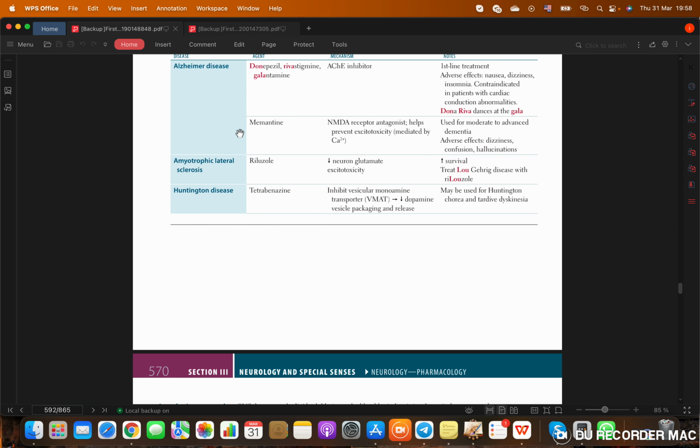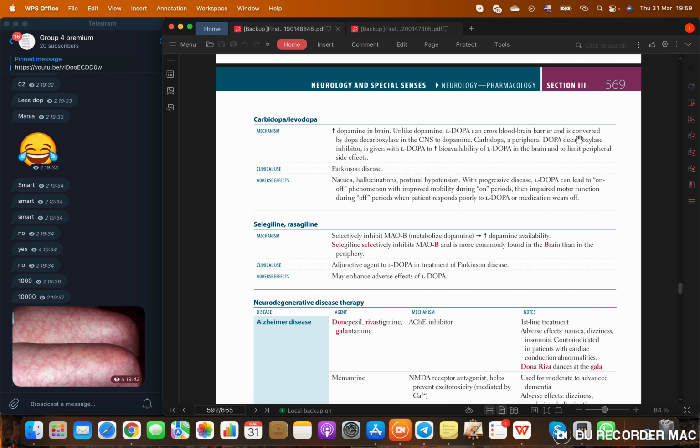The next thing. So now we are going to continue about carbidopa-levodopa. The main function is to increase the dopamine inside of the brain. Unlike dopamine, the L-DOPA can cross the blood-brain barrier. The dopamine itself cannot do that. And after that, when it passes to the CNS, it will be converted from L-DOPA into dopamine. Carbidopa, a peripheral DOPA decarboxylase inhibitor, is given with L-DOPA to increase the bioavailability of L-DOPA in the brain and limit the peripheral side effects.